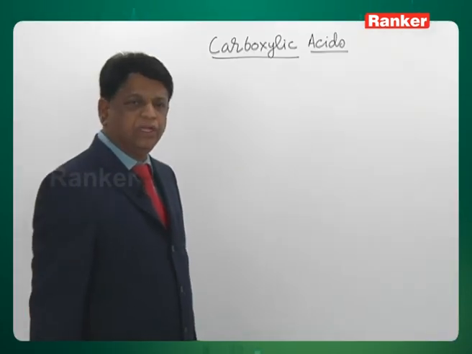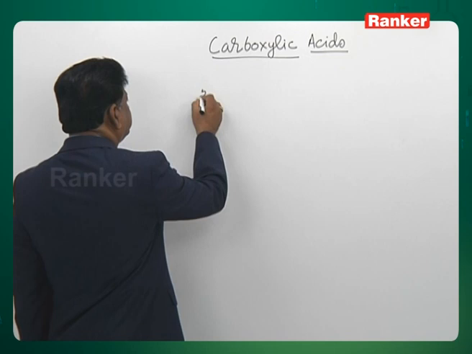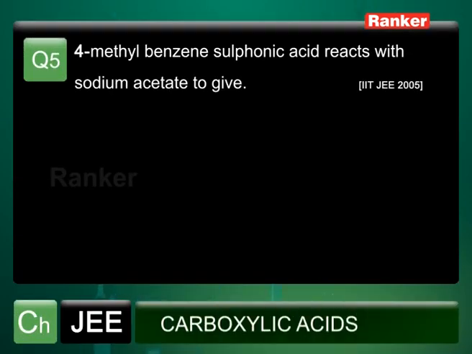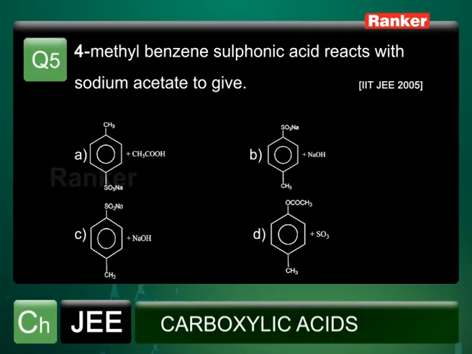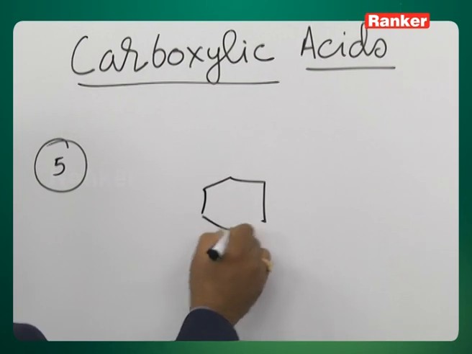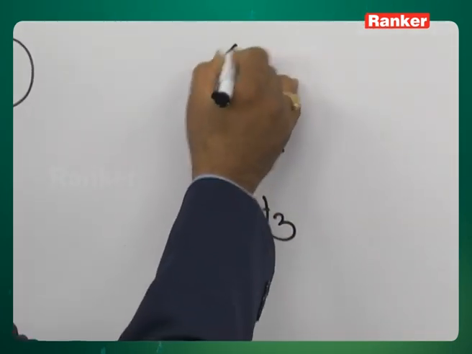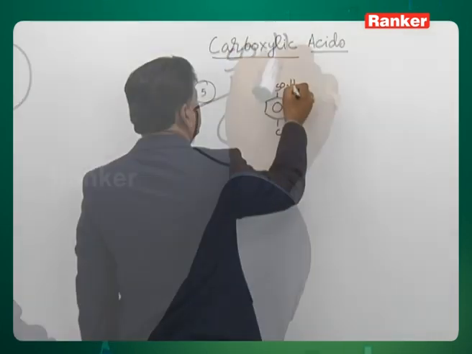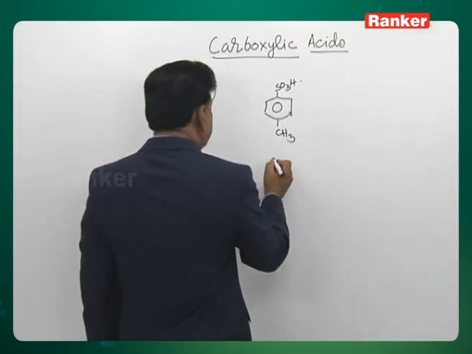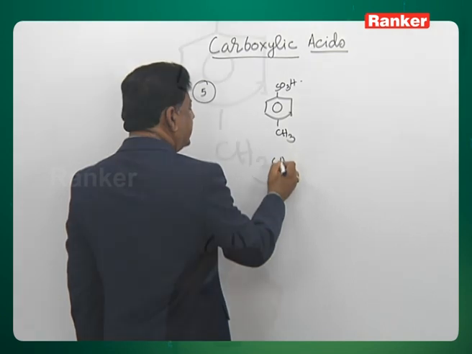Okay, let us go for question number 5. The question is, 4-methyl benzene sulphonic acid reacts with sodium acetate to give what? What is this 4-methyl benzene sulphonic acid? 4 means para-methyl benzene sulphonic acid, and the other compound is sodium acetate, the sodium salt of acetic acid.